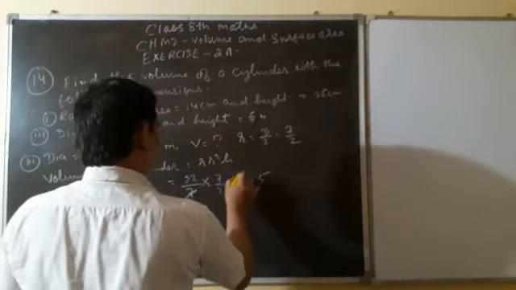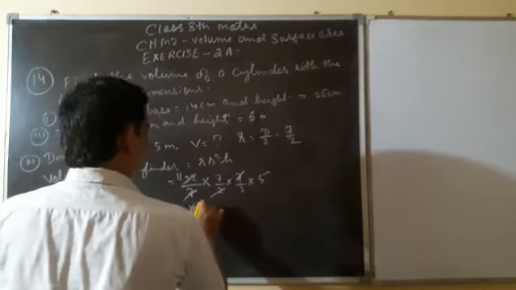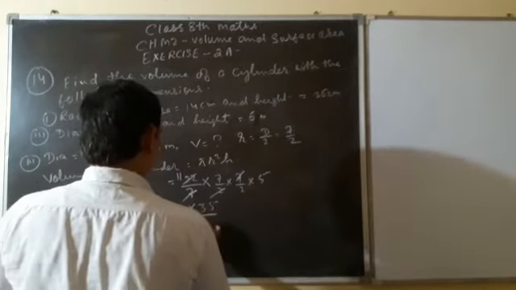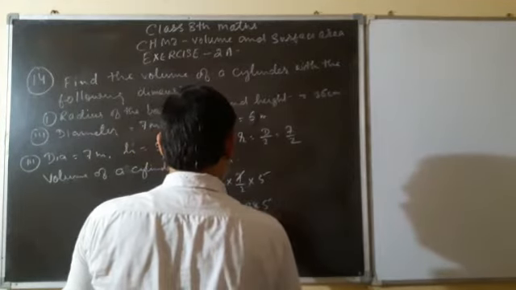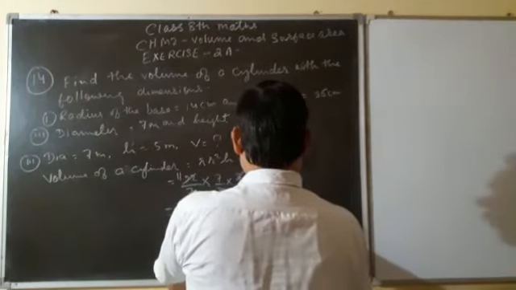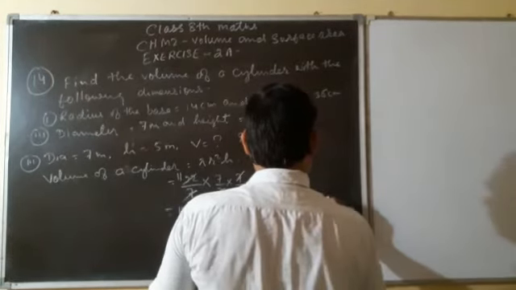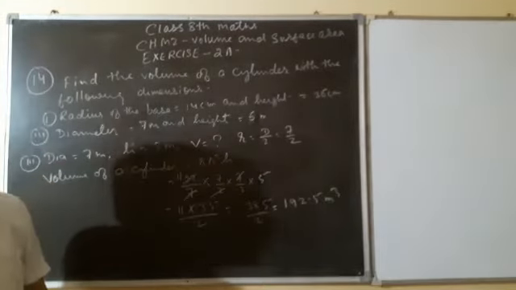So 7 will cancel out, 2 elevens are 22. So here 11 into 35 by 2. So let us multiply: 11 fives are 55, 11 threes are 33, plus 5 is 38, so 385 by 2. That is equal to 192.5 cubic meter. This will be our answer.